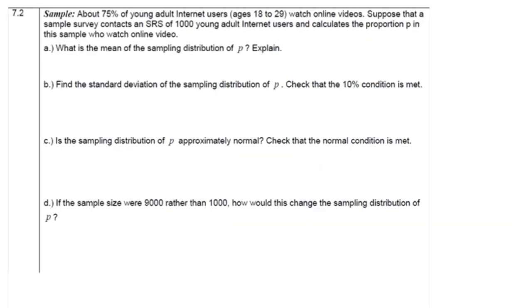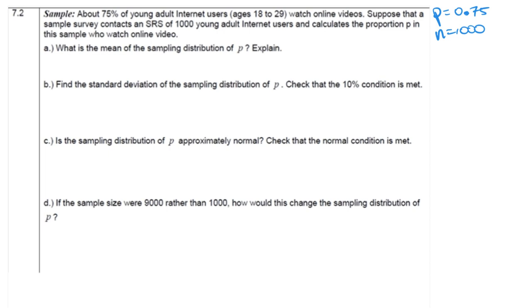What does that look like in practice? So I will read this example problem. About 75% of young adult internet users, I'm going to stop right there and say p equals 0.75, age 18 to 29, watch online videos. Suppose that a sample survey contacts a simple random sample of 1,000 young adults. I'm going to stop again, and lowercase n equals 1,000. 1,000 young adult internet users, and calculates the proportion p hat in this sample who watch online videos.